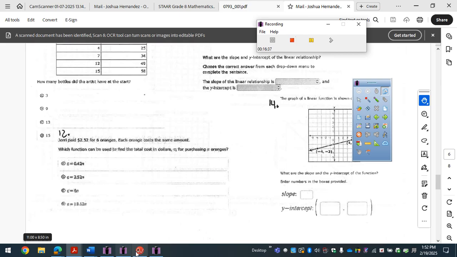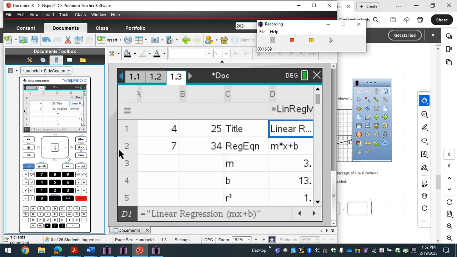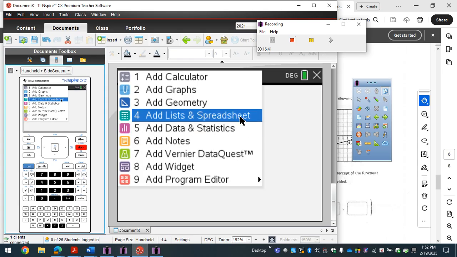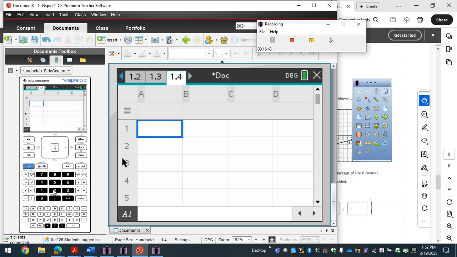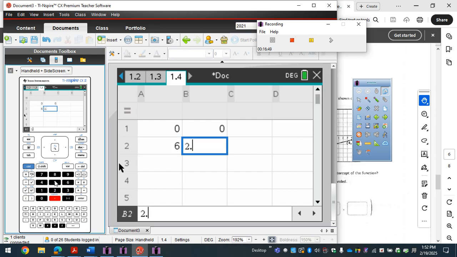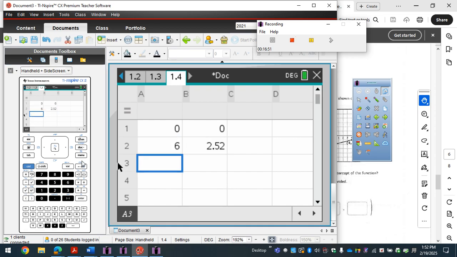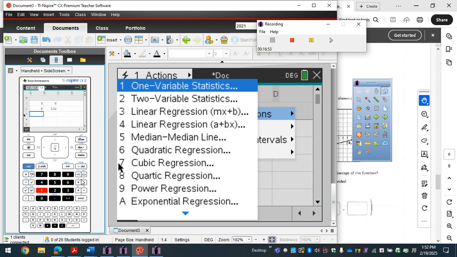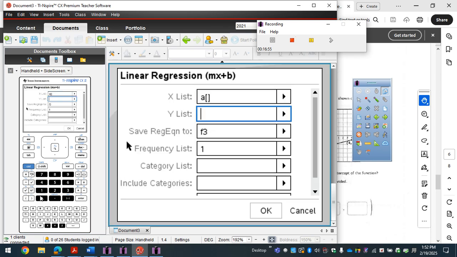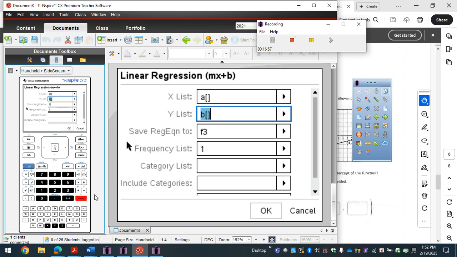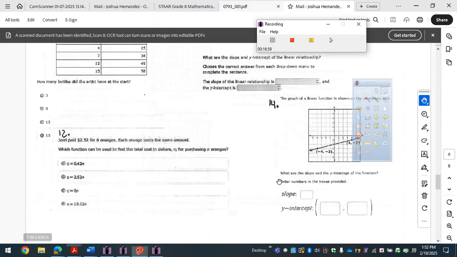So let me come back to the calculator. 0 and 0 and 6, 2.52. Come back here, go to menu, 413. That's B, and then I'm going to control this, enter, enter. And we have 42 cents. Is there one with 42? Yeah, there it is, A.